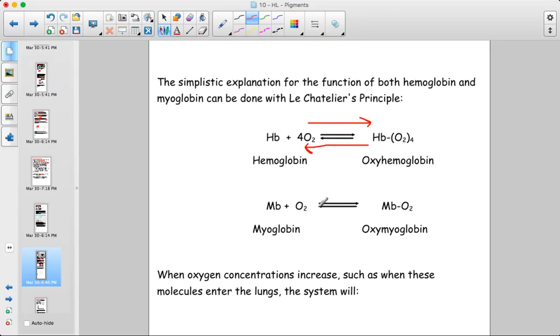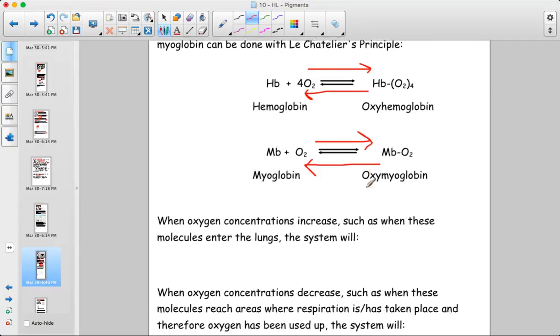Same thing goes for myoglobin. If there's lots of oxygen around, it will bind the oxygen, and when oxygen is used up and there isn't oxygen in the muscle cells anymore, then it will release the oxygen to the muscle cells. So Le Chatelier's principle is a very simple way to think about how the oxygen would know to bind or to be released. It doesn't really have to know anything. It's just what's going to happen.